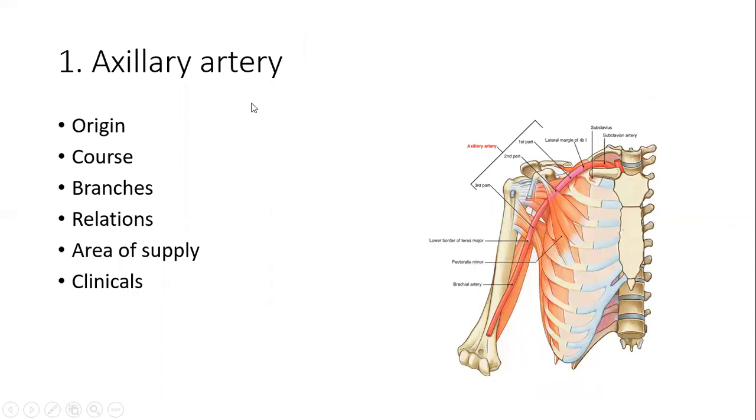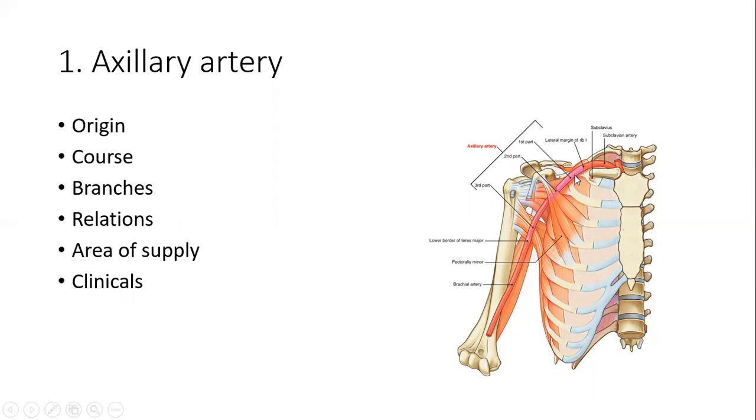Axillary artery. About an artery, a student must know from where the artery arises, that is its origin. From which main artery does it arise? The course of an artery, its branches, relations, the structures that surround that artery, and the area supplied by that artery along with its branches, and some clinicals that are related with the given artery.